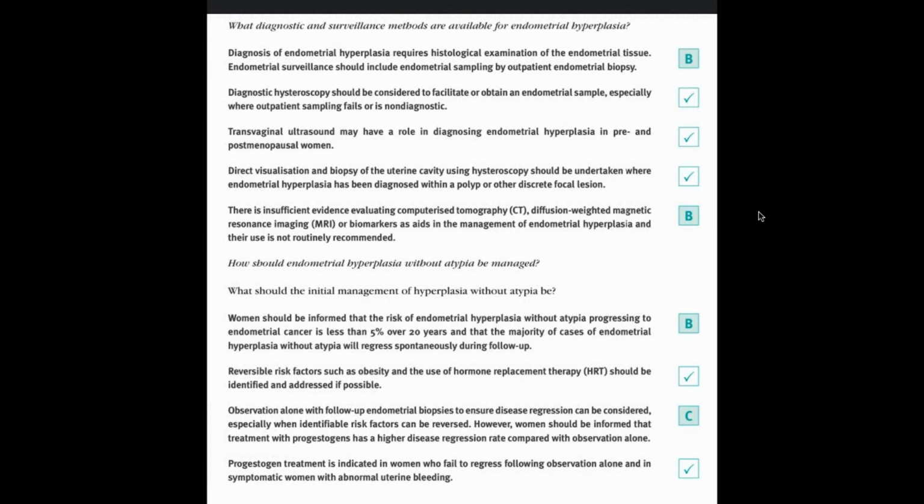Third line, transvaginal ultrasound may have a role in diagnosing endometrial hyperplasia in pre and postmenopausal women. Okay, so you can have a scan or you may not. Direct visualization and biopsy of the uterine cavity using hysteroscopy should be undertaken where endometrial hyperplasia has been diagnosed within a polyp or other discrete focal lesion.